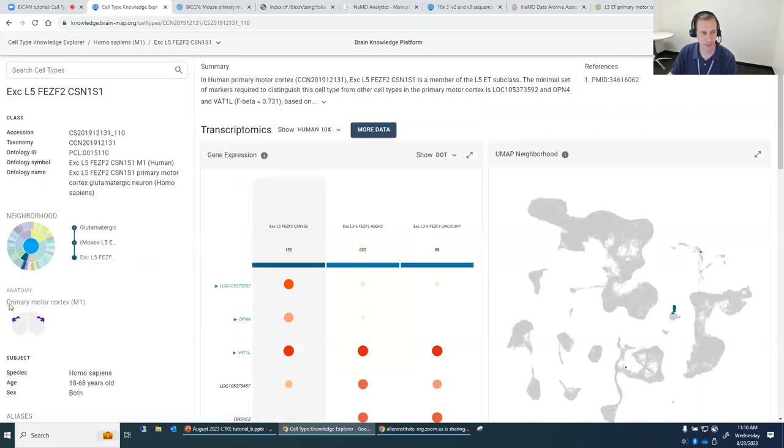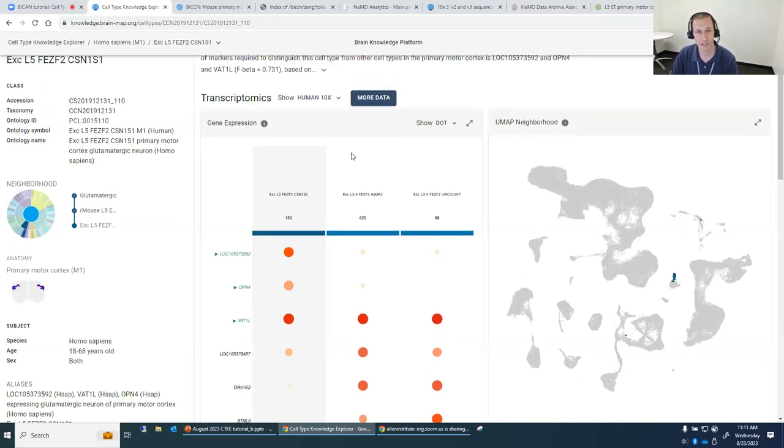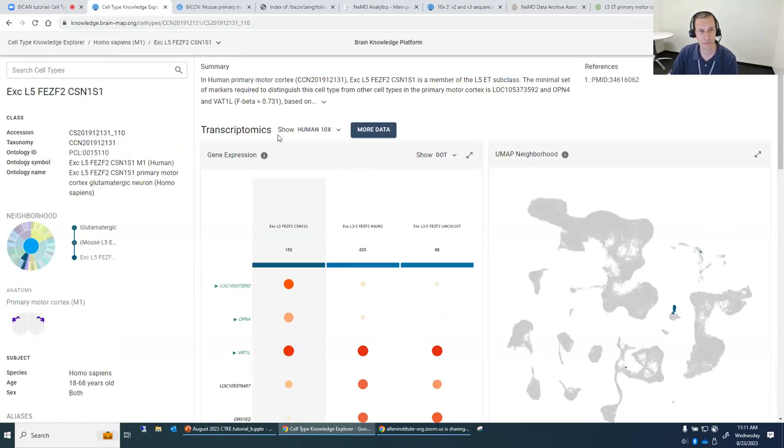And so you can see now the human anatomical structures, a different UMAP, different cell type names. It says human primary motor cortex, because we're now looking at the human taxonomy. And so this is a way of going back and forth between the species if you're interested in which cell types are the most similar between species.